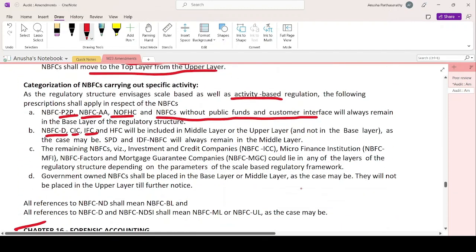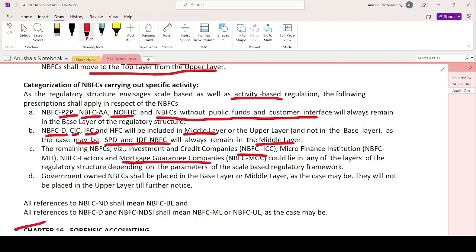Housing finance company will be included in the middle layer and upper layer, and not in the base layer, as the case may be. And SPD and IDF NBFCs will always remain in the middle layer. The remaining NBFCs, which are investment credit company, microfinance institution, mortgage guarantee company, and NBFC factors, could lie in any layer depending upon the requirement. Then government owned NBFCs shall be placed in the base layer or middle layer as the case may be. They will not be placed in the upper layer until further notice.